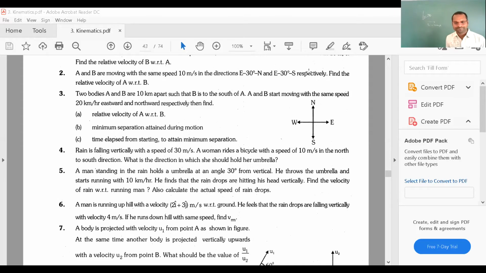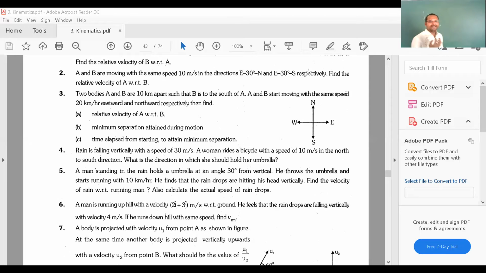Now find velocity of rain with respect to running man. Also calculate actual speed of raindrops. Okay, this is a problem. It is an important question. So, the question is, what they are saying is that rain is falling vertically.